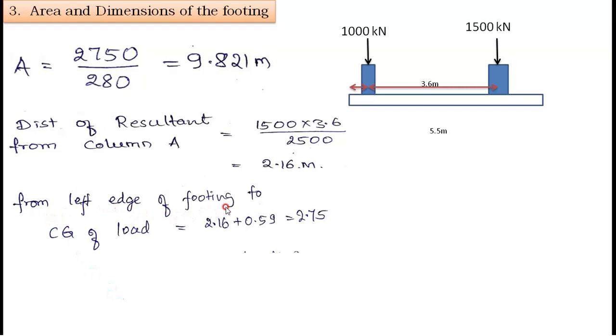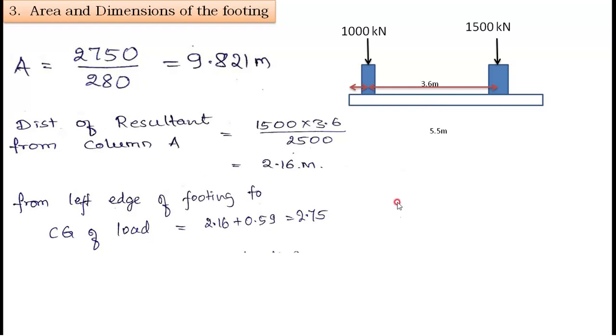Now from the left edge of the footing, how much distance is there to the CG? From here it is 2.16, and the projection given is 0.59. If I add both of them I get 2.75. This 2.75 is the CG of the loading from the left edge of the footing. Why did we consider the left edge? Because the property line is situated here, and we cannot go beyond it. So from here we got 2.75 meter, that is the CG of the loading.